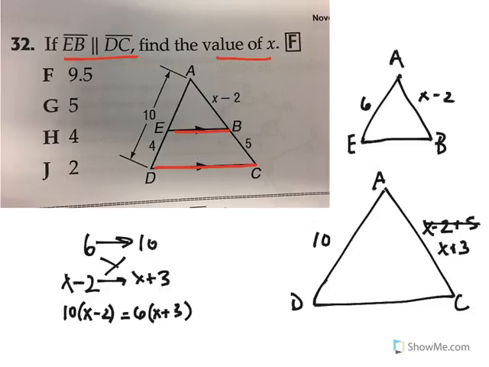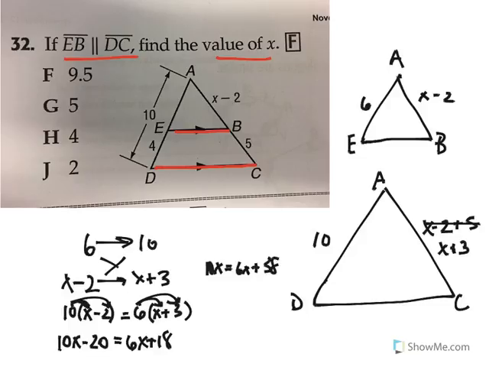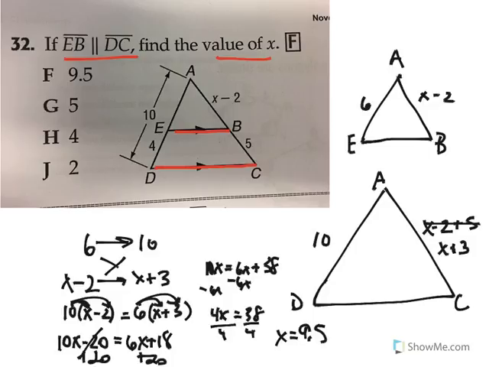I distribute the 10 to each thing in the parentheses, right? I distribute the 6 to each thing in the parentheses, and I get 10x minus 20 equals 6x plus 18. I simplify and I get 10x equals 6x plus 38, because I plus 20 on both sides. I minus 6x, minus 6x, I get 4x equals 38. X equals 9.5. So the value of X is 9.5. Next problem.